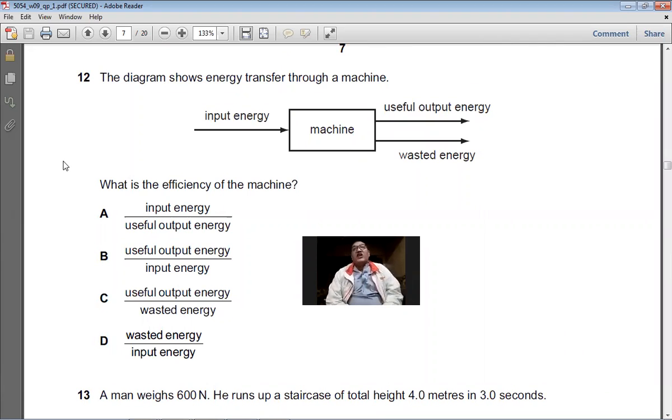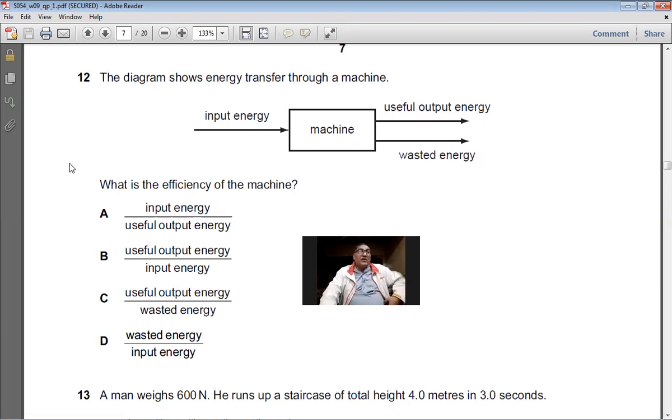The diagram shows energy transfer through a machine. So here we have input energy, then we have the machine. The machine will give you useful output energy and there will be wasted energy. What is the efficiency of the machine? The efficiency of the machine will be useful output energy divided by the total input energy.